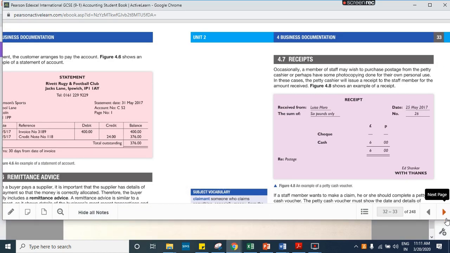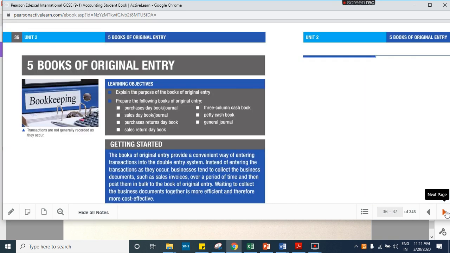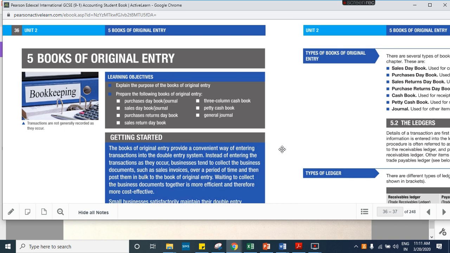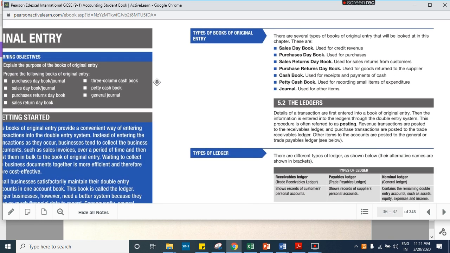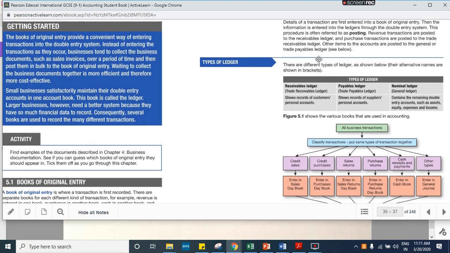Moving back to your textbook. Page number 36. You can see the same curriculum expectations are here. Here you get all the definitions of the day books. These are called books of original entry. And here they had given the classification of ledgers: receivables ledger, payables ledger, nominal ledger. Receivables ledger is also called sales ledger or trade receivables ledger, which has all the credit customers' accounts. Payables ledger or purchasers ledger or trade payables ledger contains all the credit suppliers' personal accounts. Nominal ledger or general ledger includes all the other accounts except trade receivables and trade payables.